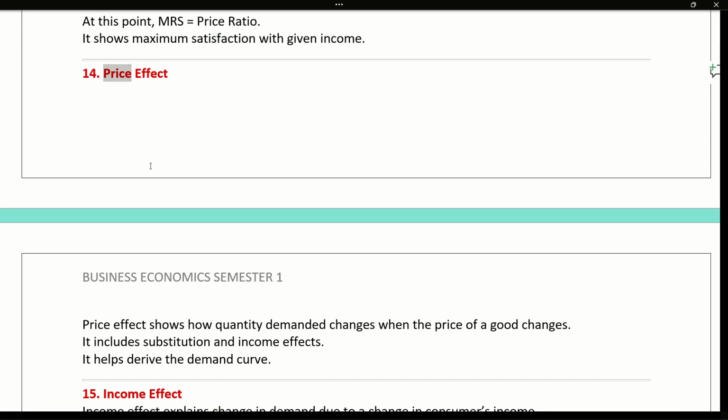14. Price effect. Price effect shows how quantity demanded changes when the price of a good changes. It includes substitution and income effects. It helps derive the demand curve.